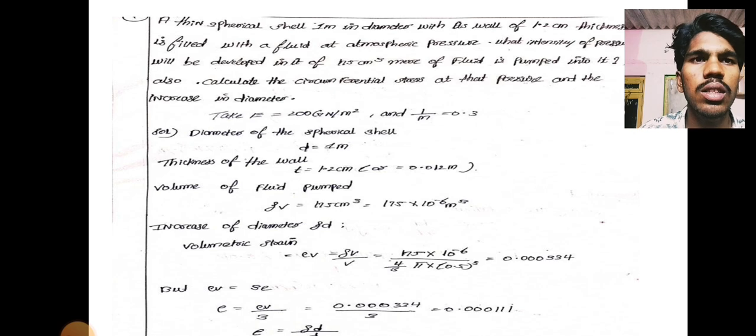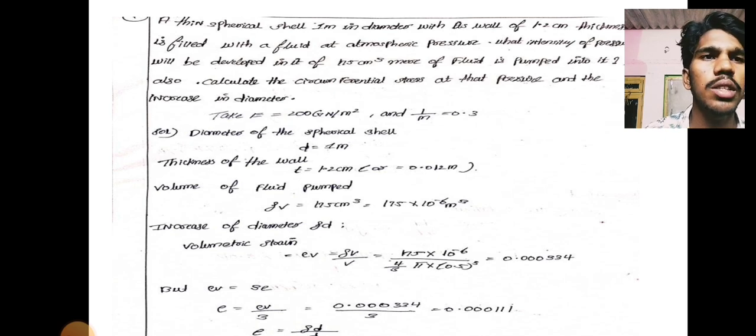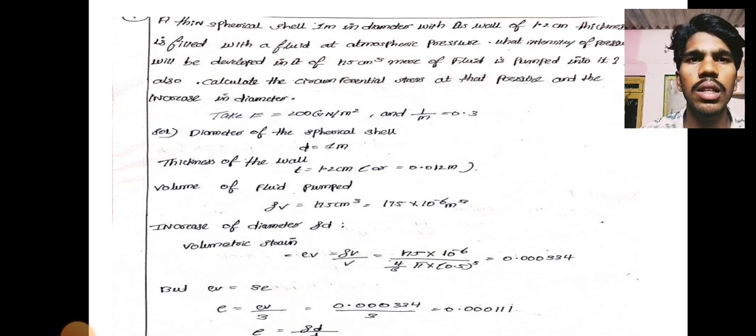A thin spherical shell 1 meter in diameter with a wall of 1.2 centimeter thickness is filled with fluid at atmospheric pressure. What intensity of pressure will be developed if 175 centimeter cube more of the fluid is pumped into it? Also calculate the circumferential stress at that pressure and the increase of diameter. I am reading the question one more time, so listen carefully.